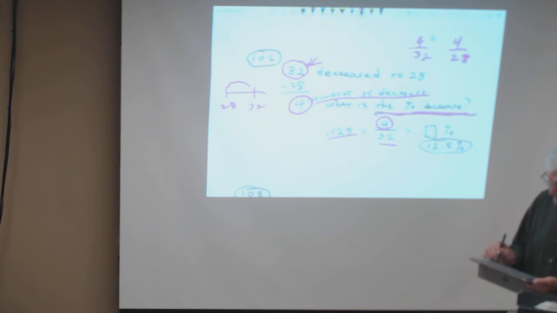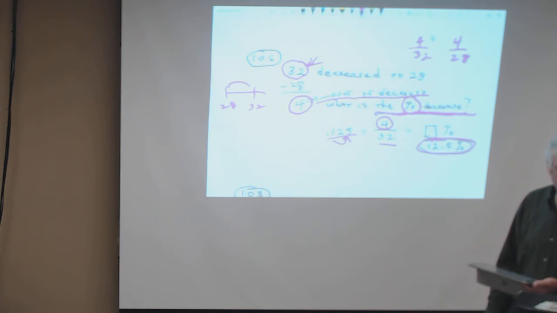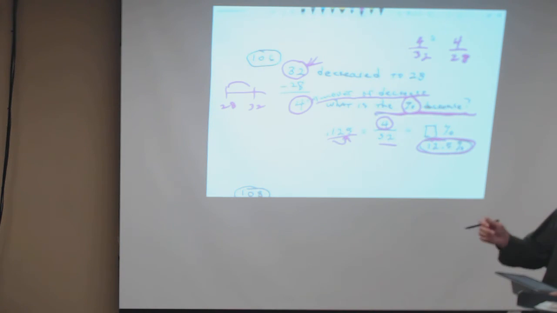0.125, but they want percent, so I write it as, move it over 2 places, 12.5%. Everybody follow that process?